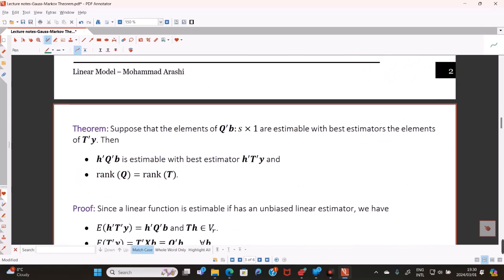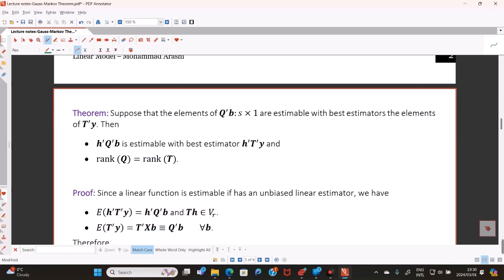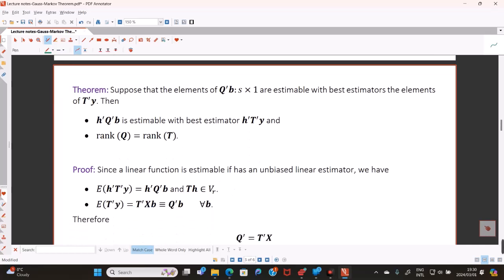Okay. We also have another theorem, which is very connected to the previous one, which I'm going to explain in another video.